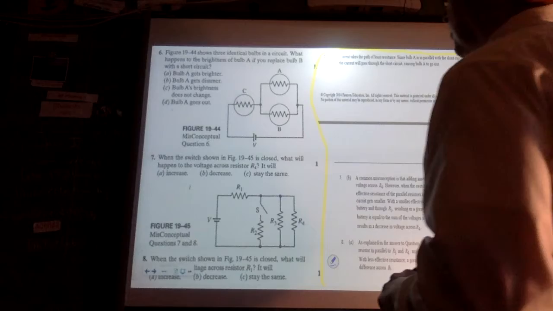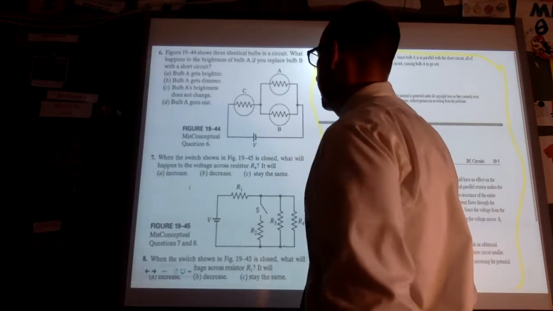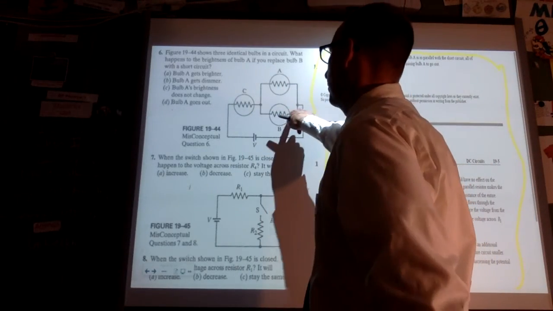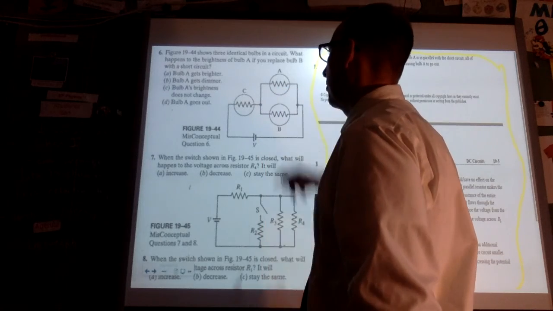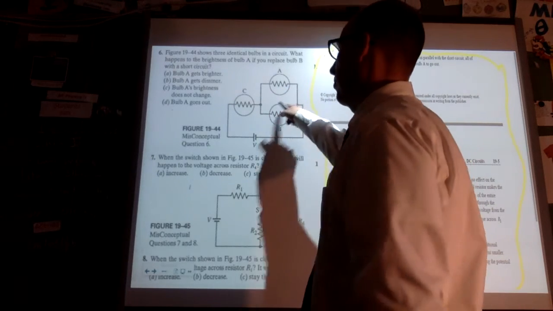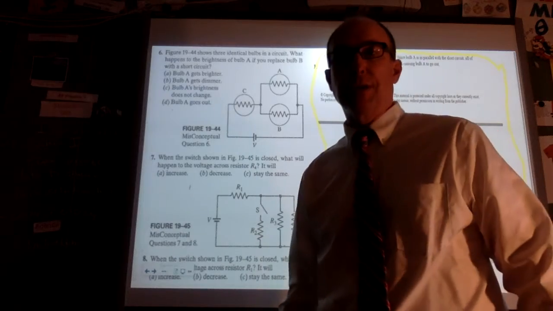Oh, I'm sorry. They're asking about bulb A, not about bulb C. Bulb A would go out. There would be no reason for any of the current to go through bulb A if it can go through a wire. We take a wire to have zero resistance in a circuit, right?